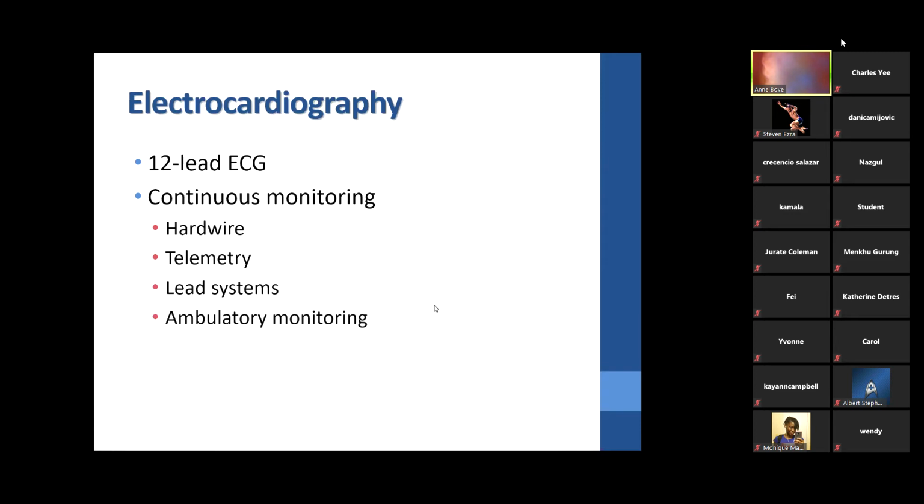Telemetry is when you're using the system, oh God, I just lost the word for it. But telemetry is not hardwired. Wavelengths. You're using wavelengths.